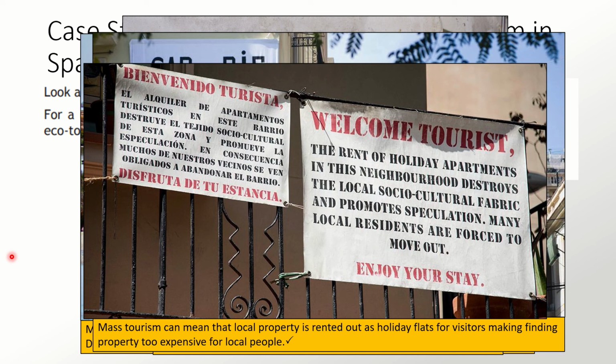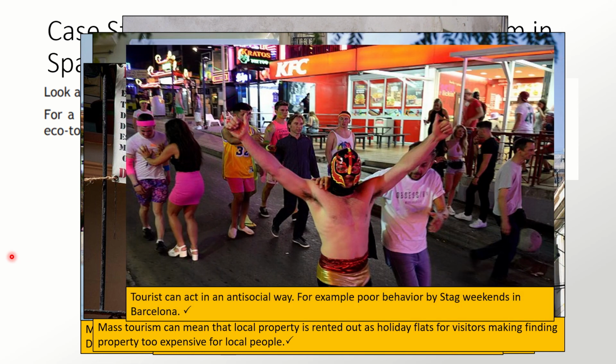A kind of passive-aggressive notice there saying, welcome tourists. Because of you, many local residents are forced to move out. Enjoy your stay. But nonetheless, it's an important point and helps to illustrate it. Tourists can also act in an antisocial way.